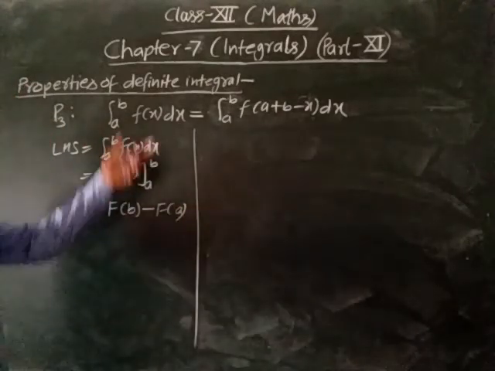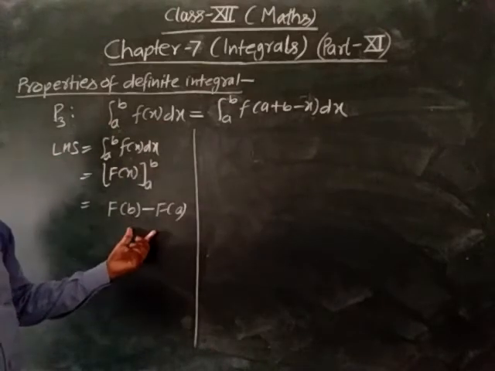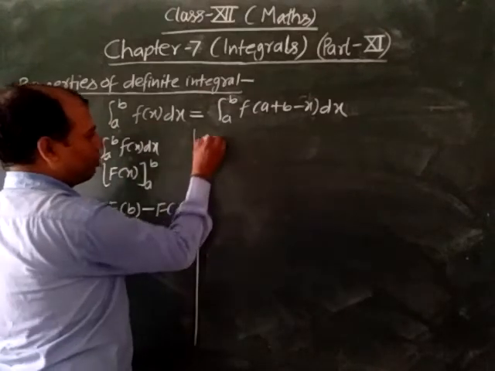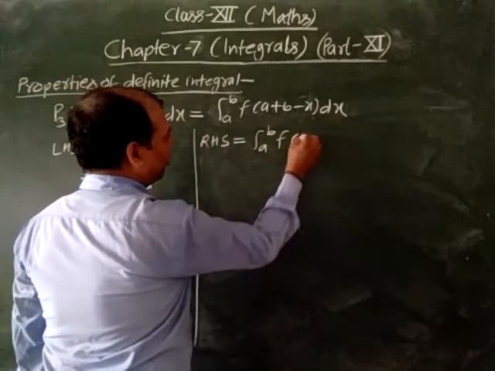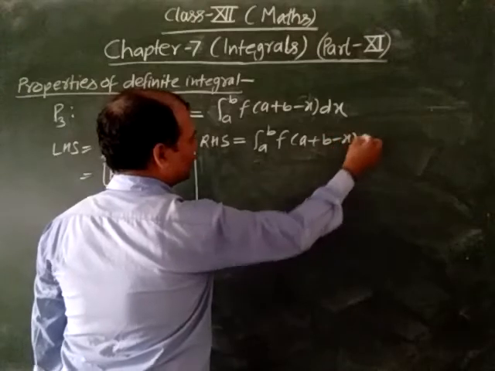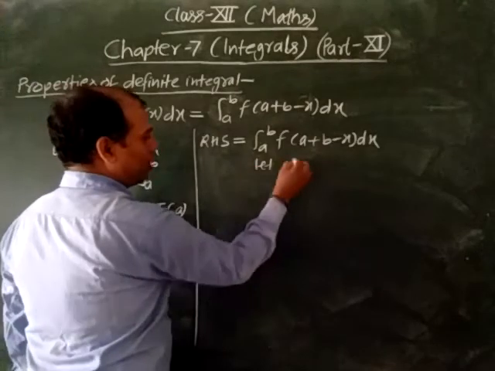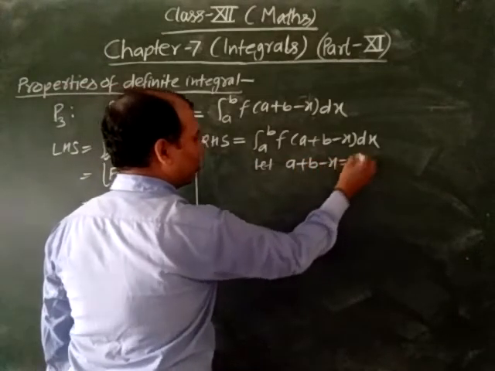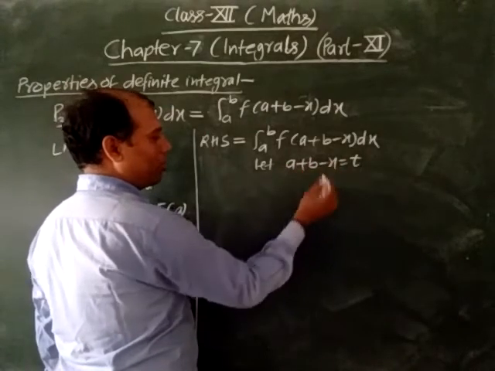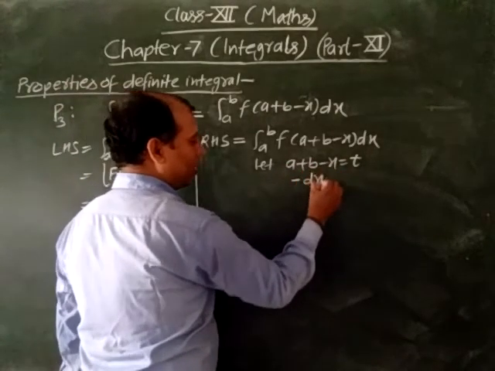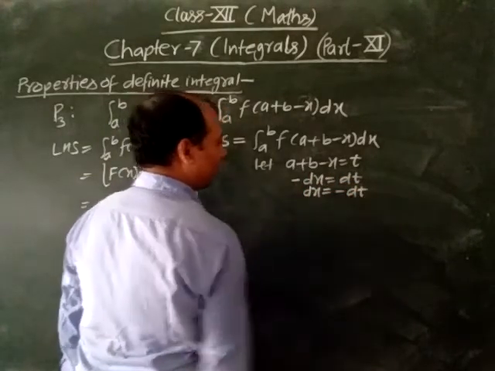Now for the proof, the value of LHS is evaluated as in the previous property. Now we evaluate the value of RHS. RHS is integral from a to b of f(a plus b minus x) dx. We apply substitution in this. Let a plus b minus x equal to t, then the derivative of a plus b is 0 and the derivative of x is 1. So this becomes minus dx equal to dt, or dx equal to minus dt.